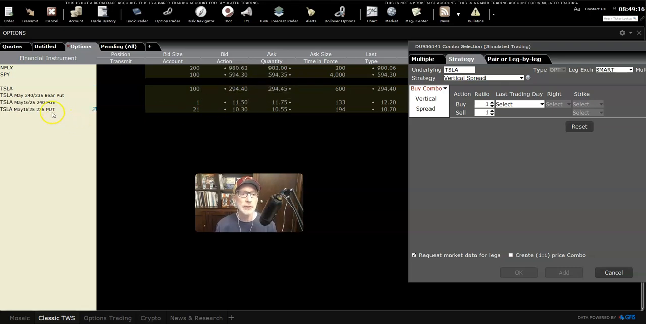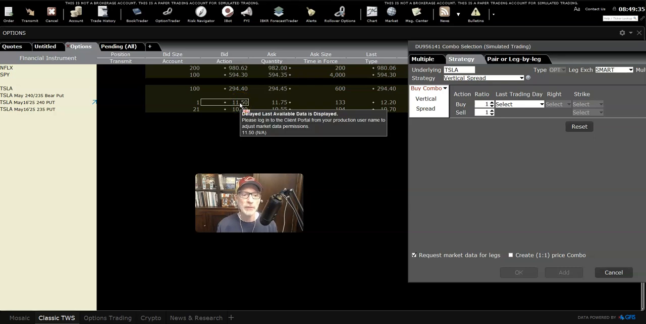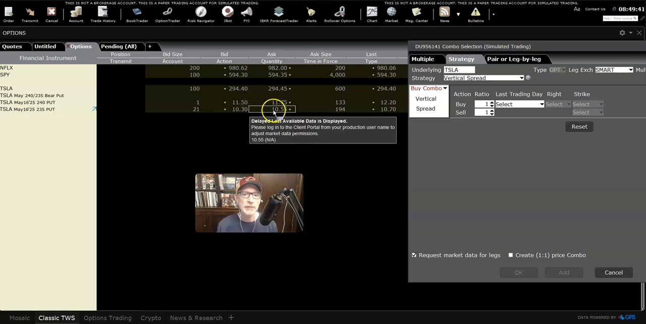Now what it does for you, it sets up 3 lines. Number 1, it has the actual spread, the 240, 235 put spread, and it gives you the individual legs as well. Now, the bid and ask columns are the only thing that really matters to you. And you can see here how the spread went out, bid and ask. So the 240 put went out 11.50 bid at 11.75 ask, and the 235 put 10.30 bid, 10.55 ask.